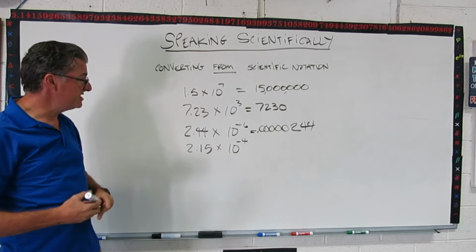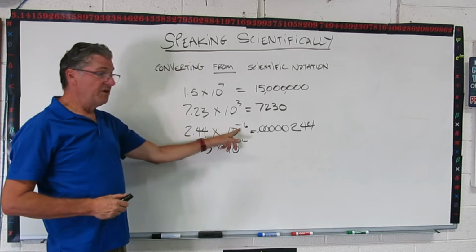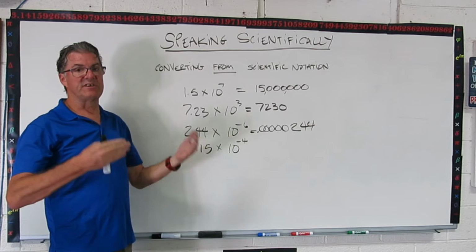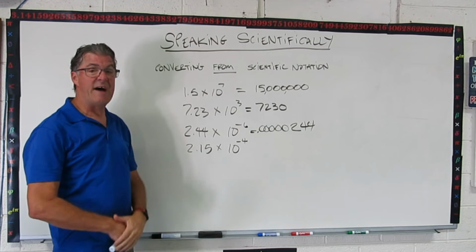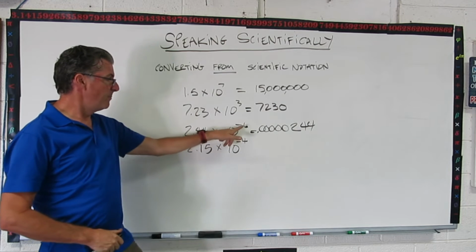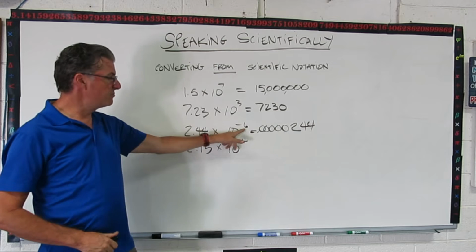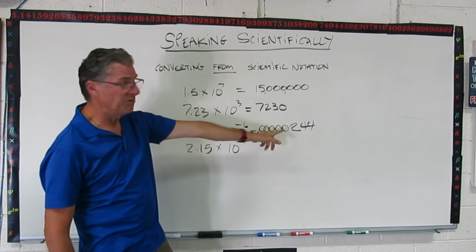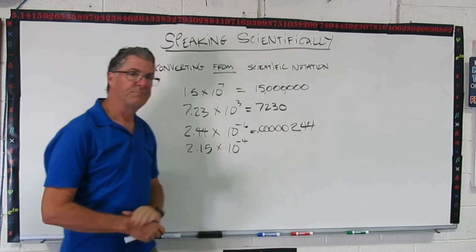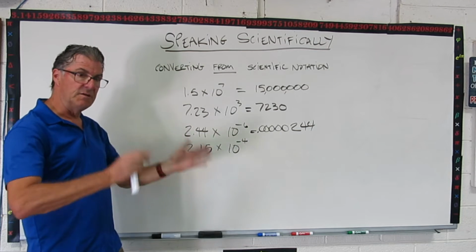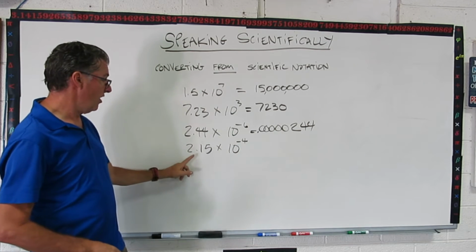Okay? I want to call your attention to something here. When you have negative exponents, you know you have small numbers. The bigger that negative, the smaller the number. And this makes sense because this is a pretty tiny number, 0.00000244. Okay, now if you're feeling confident, pause the video right now and try this one.